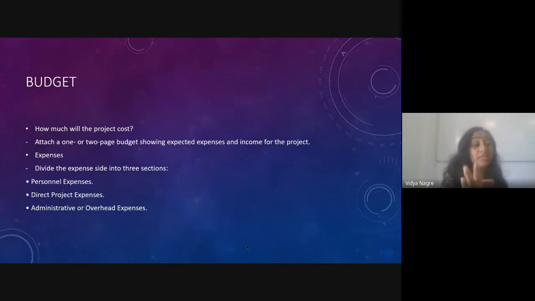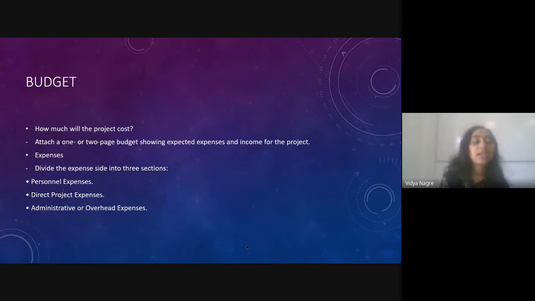Now, budget is something which we have to definitely discuss here when we talk about fund. Fund itself is talk about budget. How much will the project cost? Attach 1 or 2 separate pages. Budget showing expected expenses, income for the project.